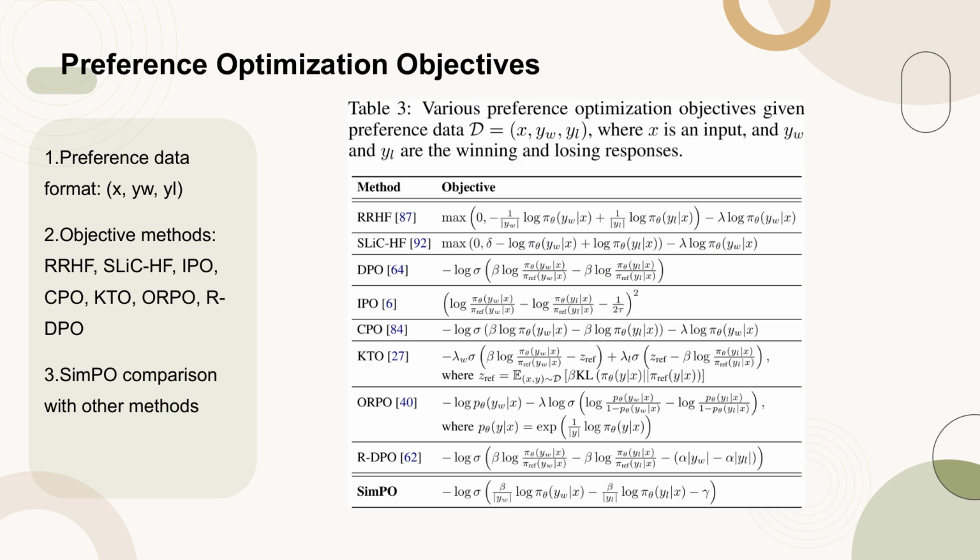Table 3 presents various preference optimization objectives used in the study. The preference data is structured as x, y_w, y_l, where x represents the input, y_w is the winning response, and y_l is the losing response. The table lists several methods including RLHF, SLiC-HF, IPO, CPO, KTO, ORPO, and R-DPO, each with their specific objectives. The study compares SimPO with these methods to highlight its performance in preference optimization tasks.